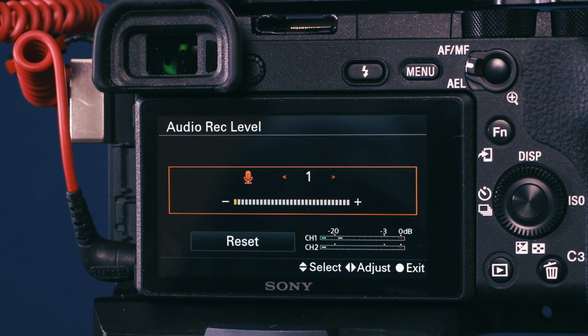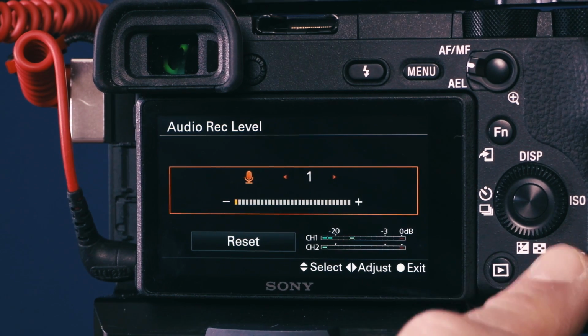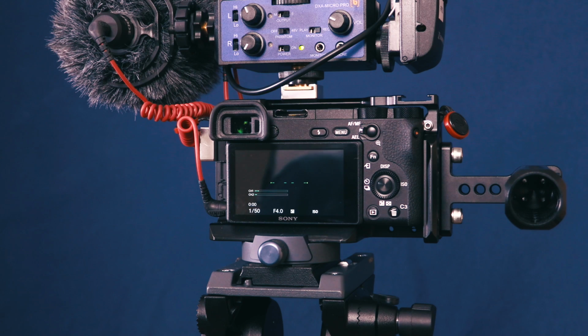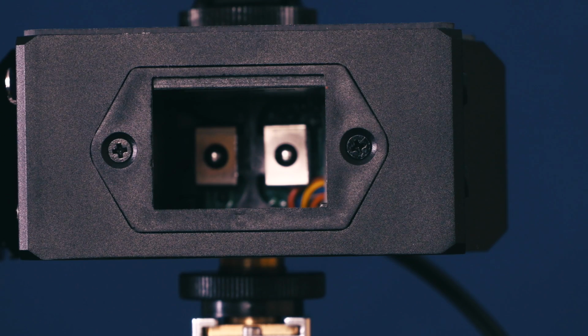Taking a look at the in-camera settings, you can see that I dialed down the input gain to 1, which resembles just about the right level of minus 18 to minus 6 dBFS in-camera for a healthy gain signal. You can see the blinking LEDs delivered by the DXA Micro Pro.